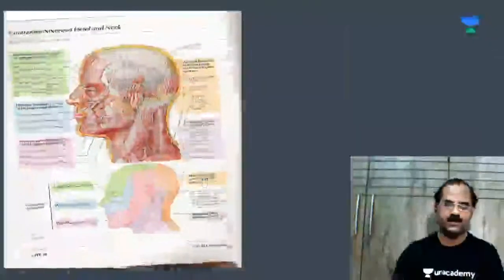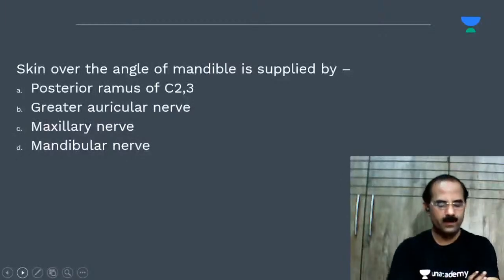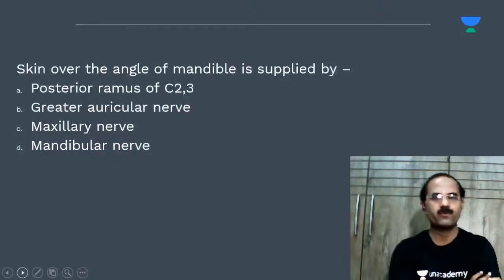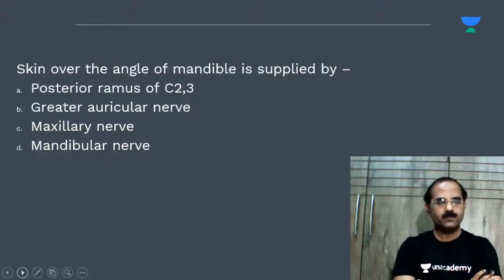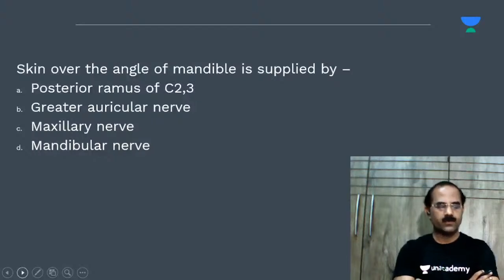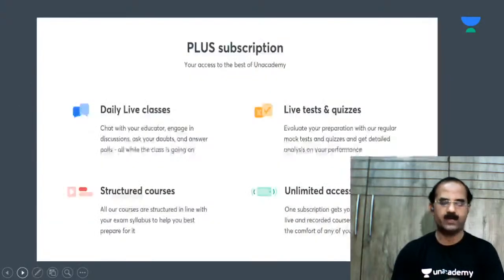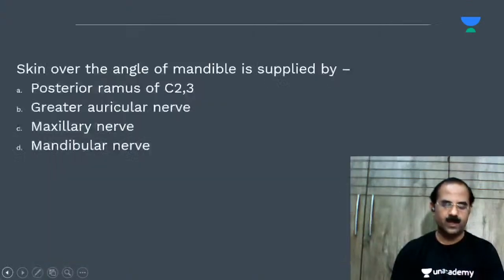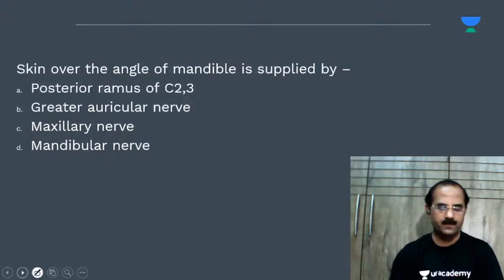Is this clear to all of you? Okay, answer this MCQ. So same thing I've just put in the form of an MCQ. So skin over the angle of mandible is supplied by greater auricular nerve. Greater auricular nerve. Yes. Answer is B for this. Okay, so that's about the lecture. You're all understanding this. I hope everything is clear.